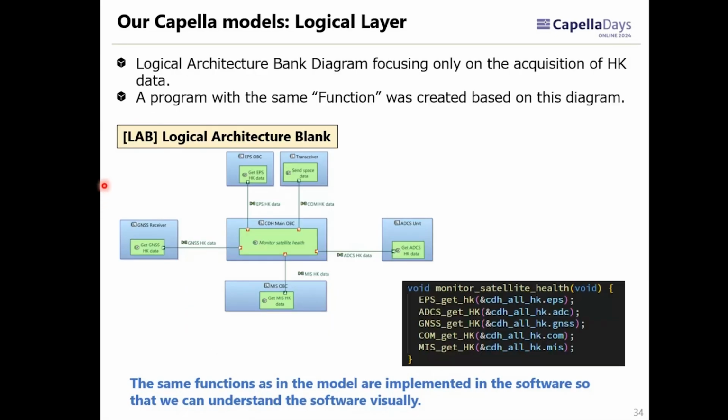So this is the logical architecture blank diagram again, but this time we only focus on functions related to monitor satellite health, just as an example. This is the logical architecture blank diagram focusing only on the acquisition of HK data. And a program with the same function was created based on that diagram.